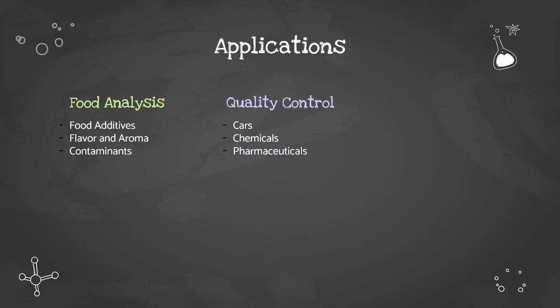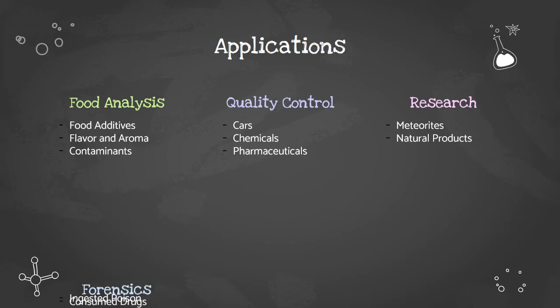Quality control. Manufacturing relies on gas chromatography for quality control. Companies that produce cars, chemicals, and pharmaceuticals, in particular, are big adopters of the technology. Research. Gas chromatography is fundamental to many research areas, in particular, for the analysis of meteorites and natural products. Scientists use gas chromatography to analyze the composition of meteorites that fall to the Earth.